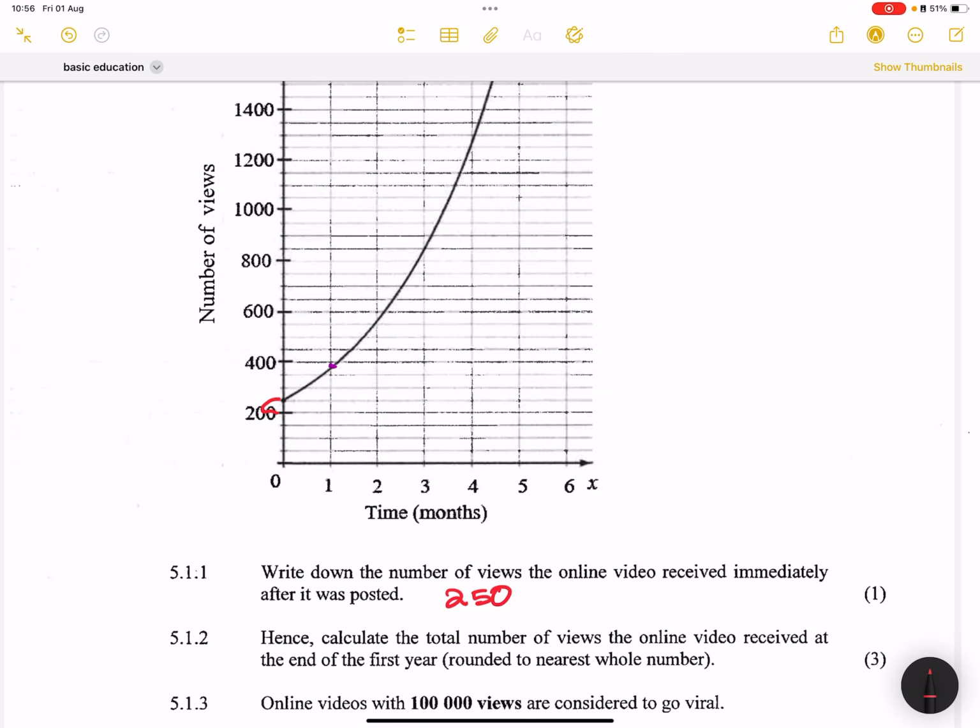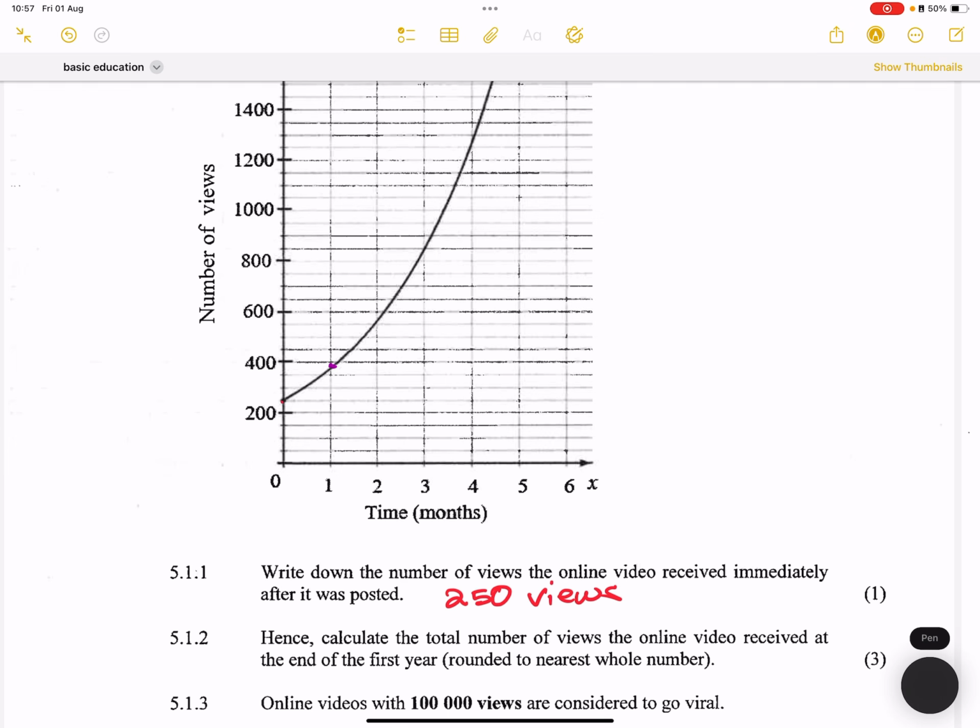So please note how to read off the graph. Notice this is between 0 and 200, and what I did was count the number of lines in between. That's 1, 2, 3, and 4. So you divide the difference there by the number of lines that you've got, and that gave me, in this case, 50 per division. So that's why we said that's 250.